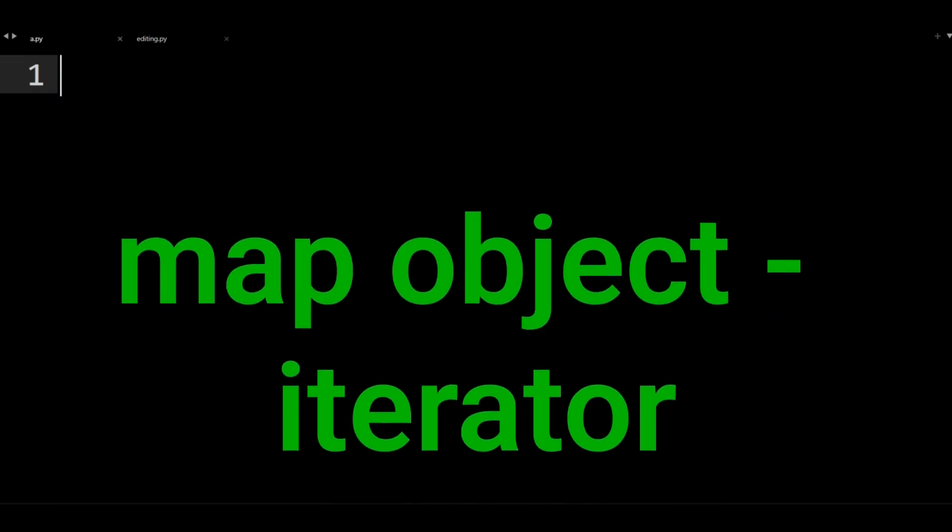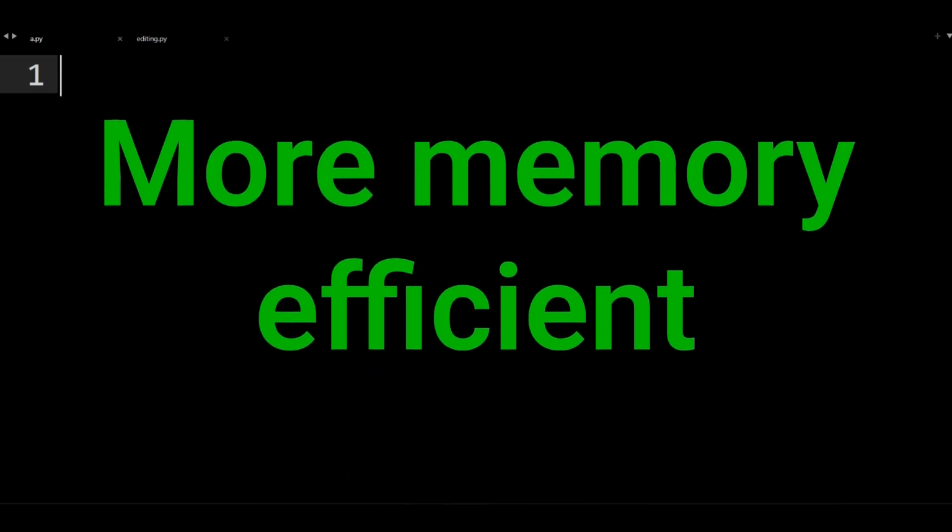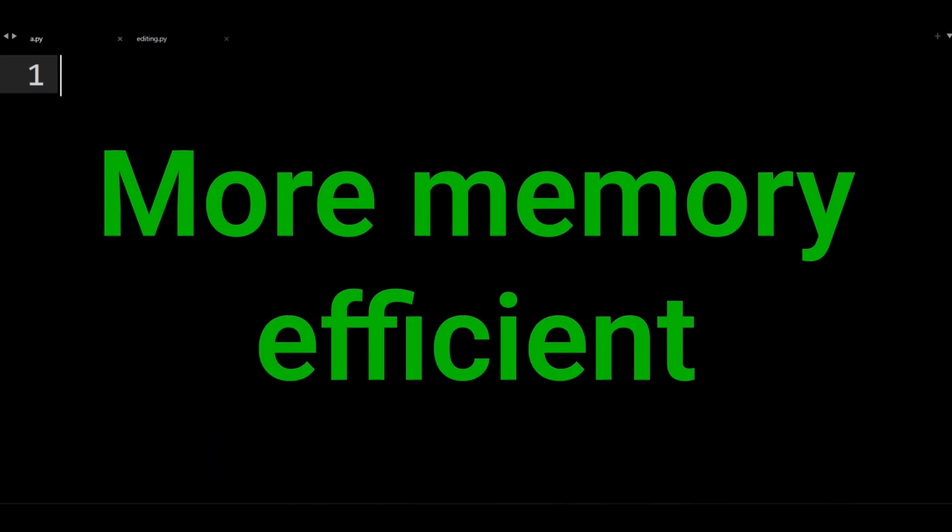A map object gives you values as you ask for them. This is more commonly known as an iterator. It is a more efficient use of memory because if you only need the first 10% of the list, that's all you put into memory. Let's go back and fix the example.